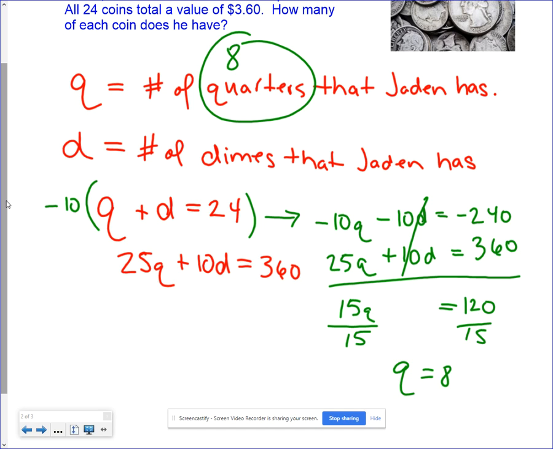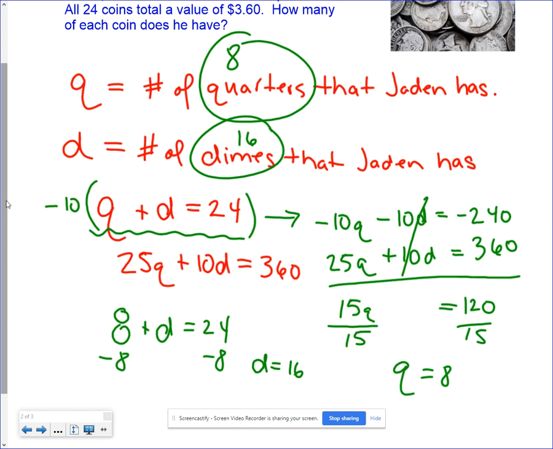Well, let's plug 8 in for Q in this equation right here. So I have 8 plus D equals 24. Minus 8, minus 8. 24 minus 8, 16. So D equals 16. So we had 16 dimes.